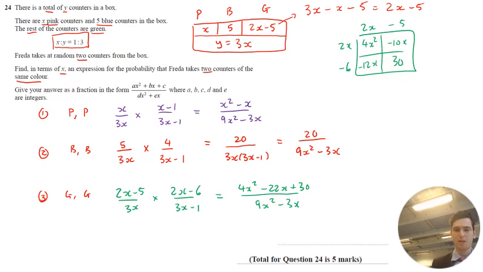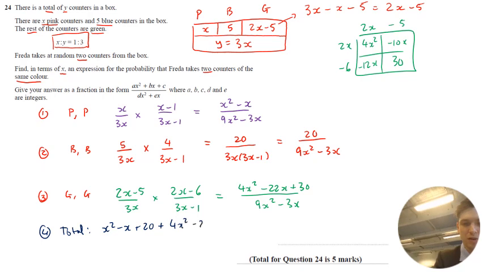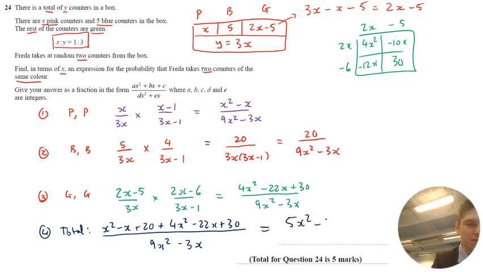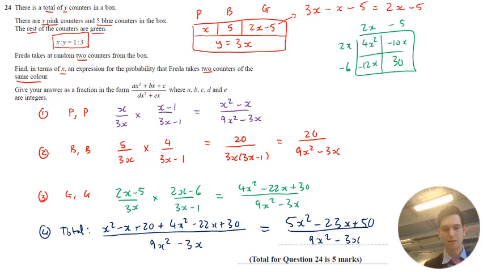Okay, so I'm almost there. I just need to now find the total. I'm going to add all of these terms together. So x squared minus x plus 20 plus 4x squared minus 22x plus 30 all over, because they all have the same denominator, 9x squared minus 3x. And I get my answer, 5x squared minus 23x plus 50 over 9x squared minus 3x. And that is my answer.